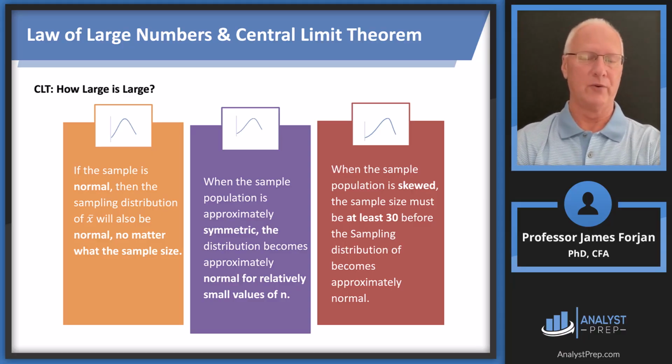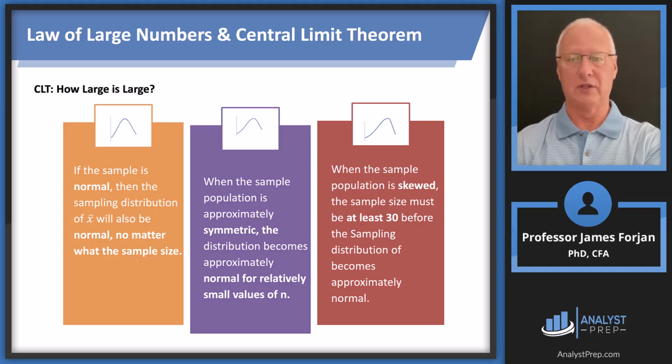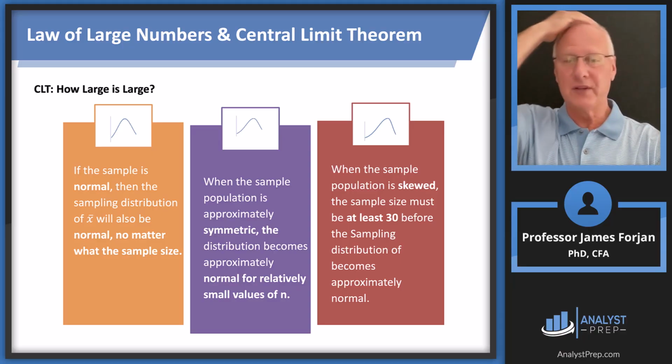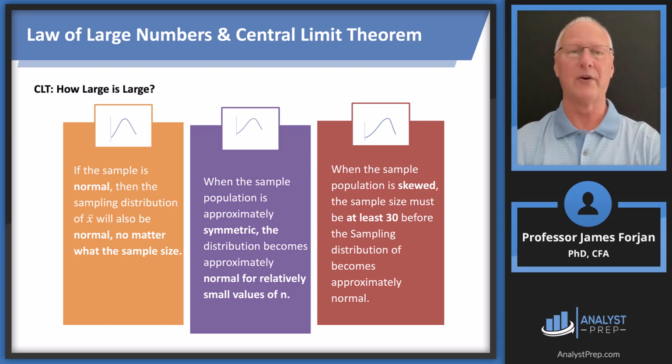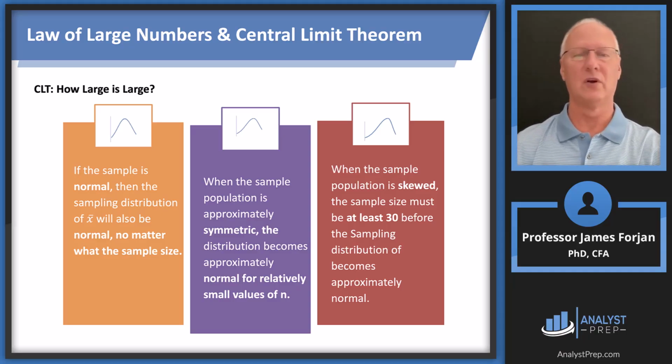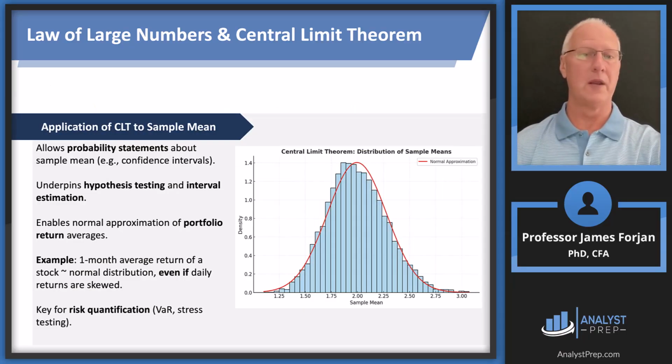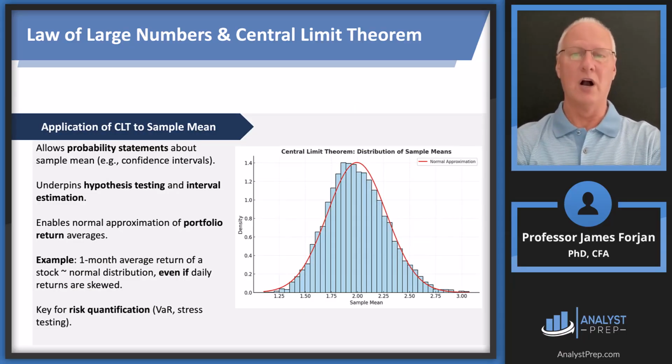My professors back in graduate school really harped on this idea of 30. So look in the far right there: it must be at least 30 before the distribution becomes approximately normal. But my econometrics professor pretty much didn't let us get away with collecting a sample of 30. In fact, when I wrote my dissertation, I looked at maybe 2,000 different companies. I calculated 2,000 betas and all sorts of fun stuff. But the idea here is that when we get to a large enough sample size, we're going to hit that normal distribution.